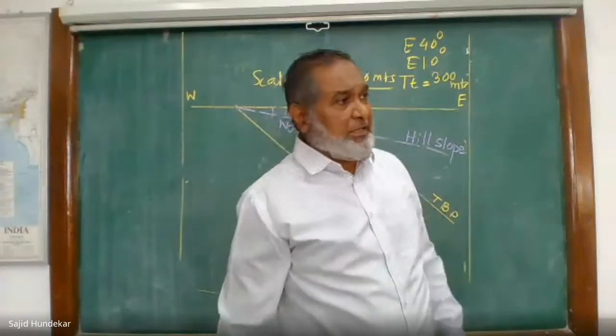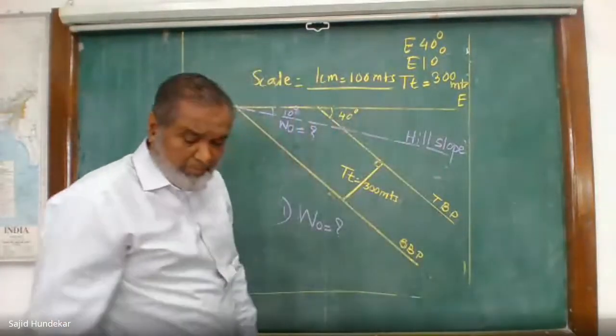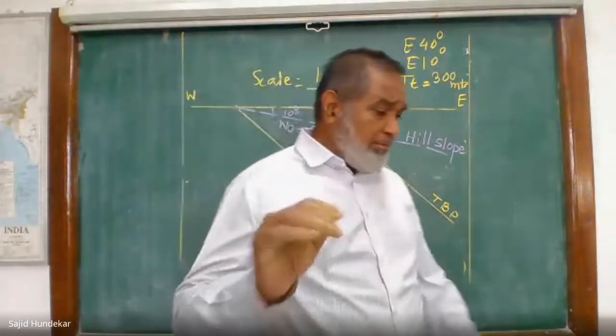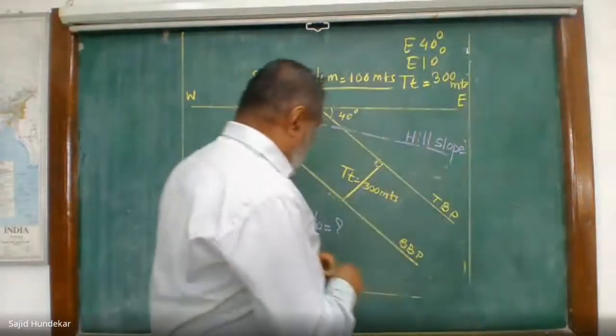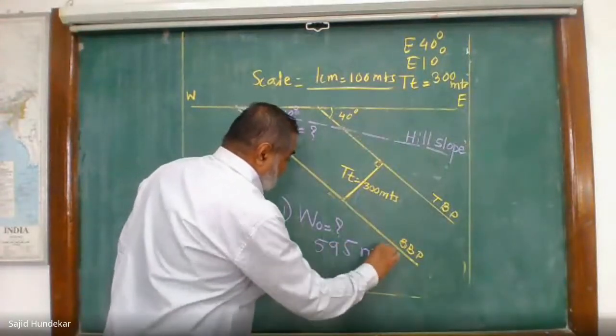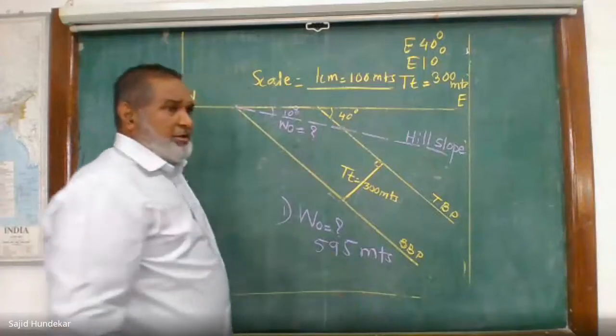6 centimeter. How much? 6 centimeter. Good. That is 600 meters. The answer will be your 600, but the accurate one is 595. A slight error is there, no problem, and you will get full marks. The correct answer is 595 meters, if it is all done correctly without error.